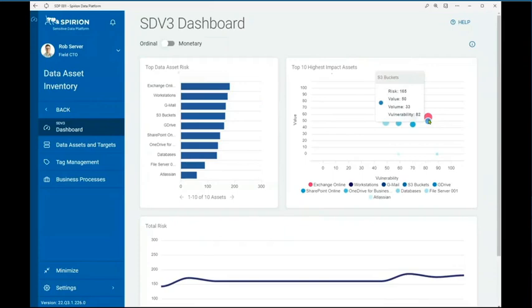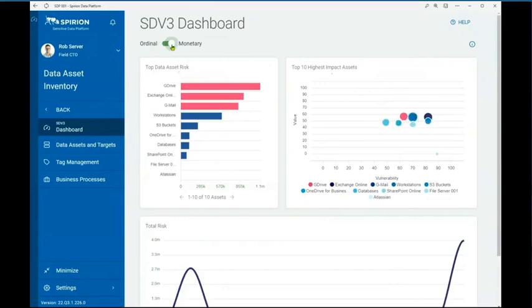S3 buckets we have, that's another one. We have a little less volume, but the value of that data is very high in there, as is the vulnerability itself. Maybe we don't have a proper security method around protecting S3 buckets. Maybe they're open buckets, for example. Now, let's go ahead and switch over to the monetary view, and you're going to see a different picture. So you can see based on the data inside Google Drive, based on that value, if you want to start from a monetary perspective, instead of an ordinal perspective of how much data there is, maybe you want to start with Google Drive instead.